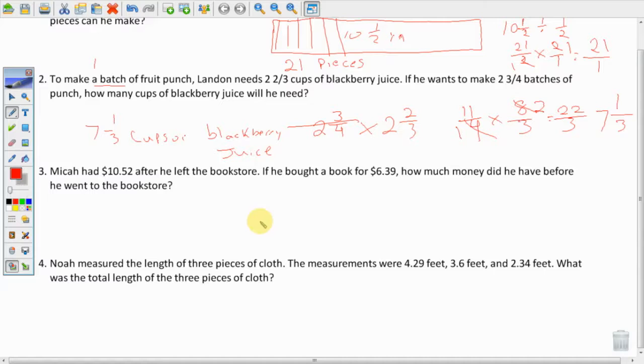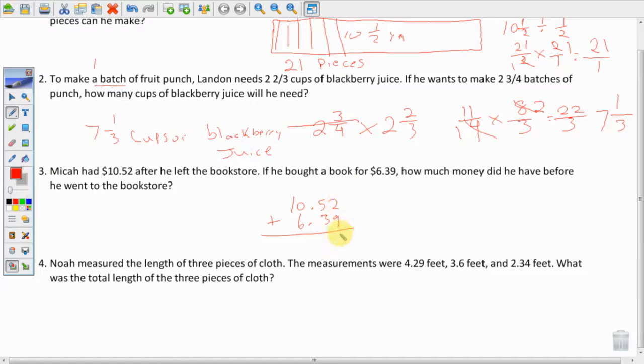But this says that he had $10.52 when he left. So if he had $10.52 when he left, and when he was in there he spent this, it wants to know how much he had before he went in. So instead of subtracting these two, you've got to take the amount he had left plus the amount he spent to figure out how much he had when he went to the bookstore. So I'm going to take $10.52, add $6.39, and get my answer.